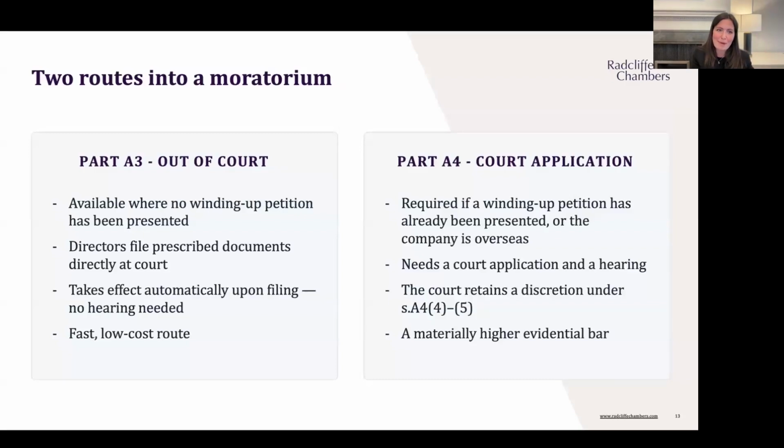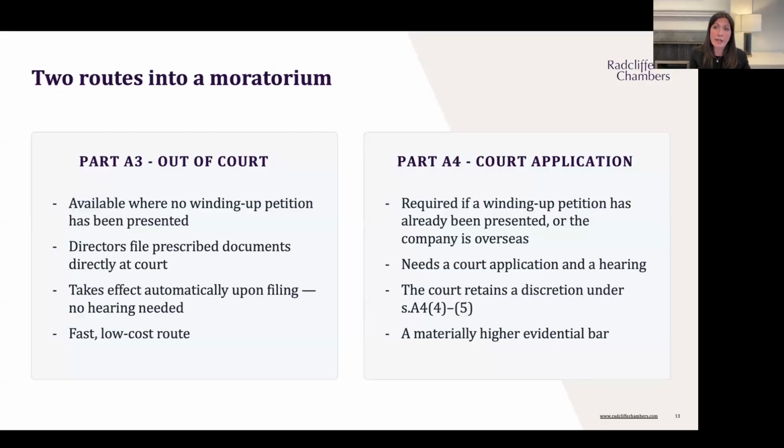That's the cheap, easy, low-cost route, which makes these really attractive. And as I'll come on to, you get 20 business days at that juncture. That is not available if a petition has been presented. And so then Section A4 comes into play. A court application is needed if you're subject to a petition or if it's an overseas company, and you've got to have a hearing. The court has got a discretion, and there is a materially higher evidential bar.